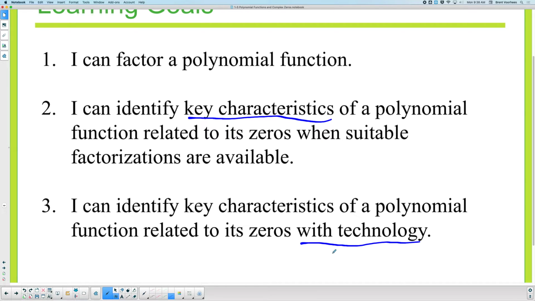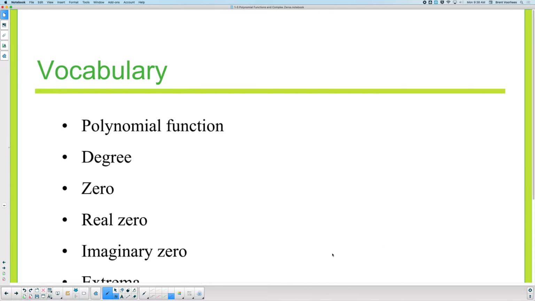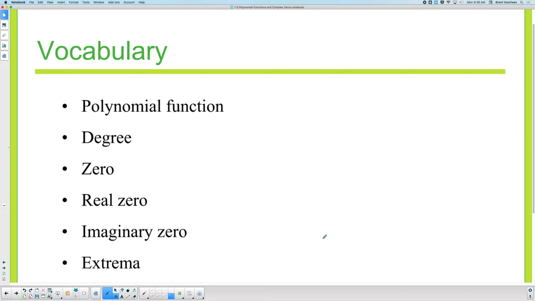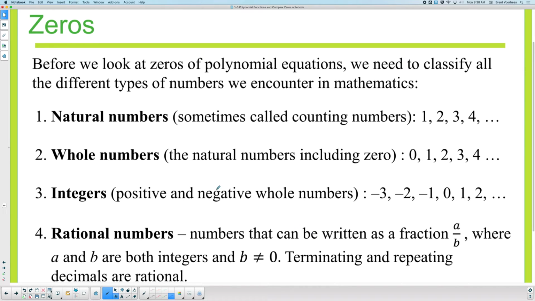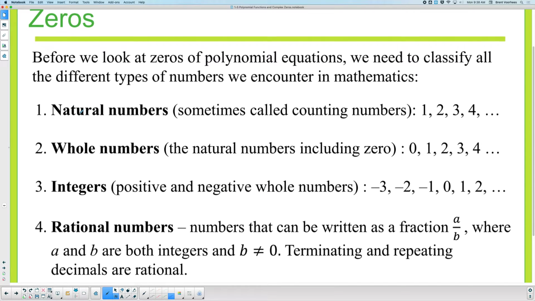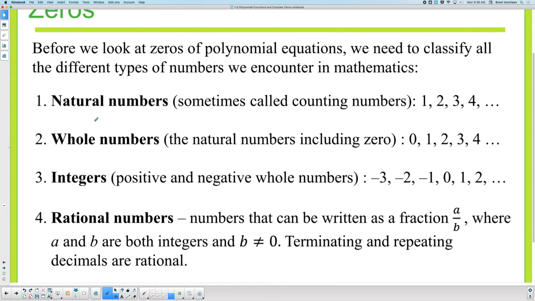This topic here, this is one of those that they've told you is going to be tested in both areas. So I want to show you both. Calculator is much easier. Unfortunately, we don't always get to use it. So with that, we're going to start off with factoring polynomial functions. Again, you have these vocabulary words, but I'm not going to spend time here. It says before we move on, let's talk about what the types of numbers we have are. So I'm going to go quickly through this list.